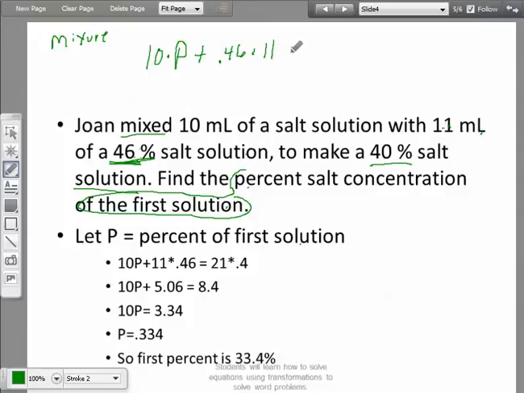And that's going to be equal to, well, they're going to make a 40% salt solution. So that's going to be 0.4 times something. Well, guess what? They made 10 milliliters and 11 milliliters. You add those together, you get 21 milliliters every time. Now it's just a matter of doing the math here. And I can use my calculator again.